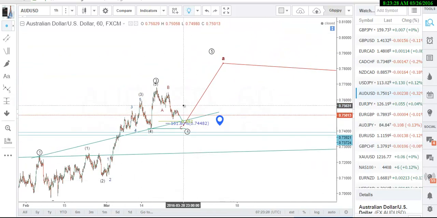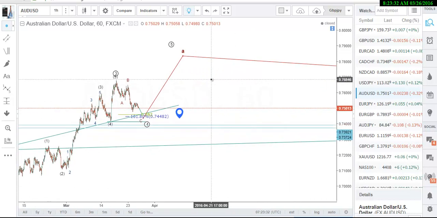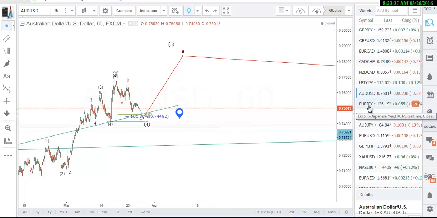Okay, so next week, in the coming weeks, we'll be expecting Australian dollar, US dollar to move upside. Just like the UJ is going to go downside, the GU is going to move upside. So that shows that in the coming weeks, the US dollar may get weakened against the major currencies.